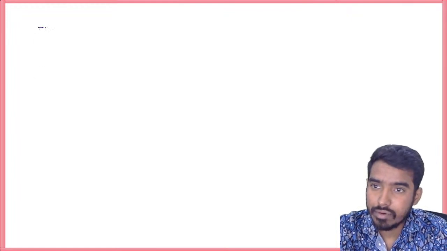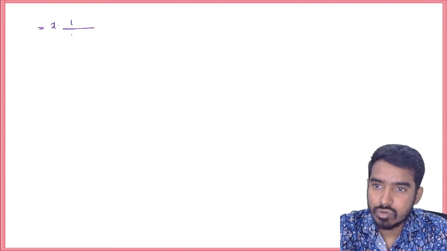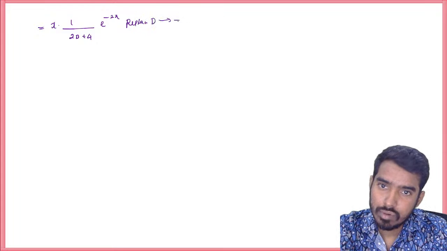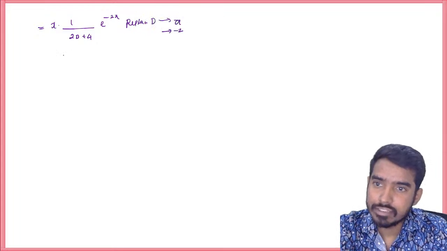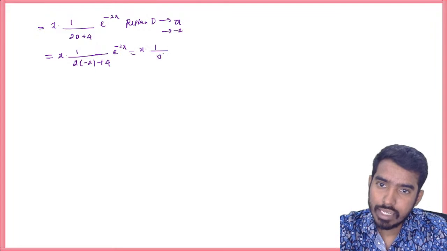In that case, what you have to do? Multiply x, differentiate the denominator. So d square is 2d plus 4d is 4 e power minus 2x. Now replace d to be equal to minus 2. So we have x into 1 divided by 2 into minus 2 plus 4 e power minus 2x. So you have again denominator is 0, right?